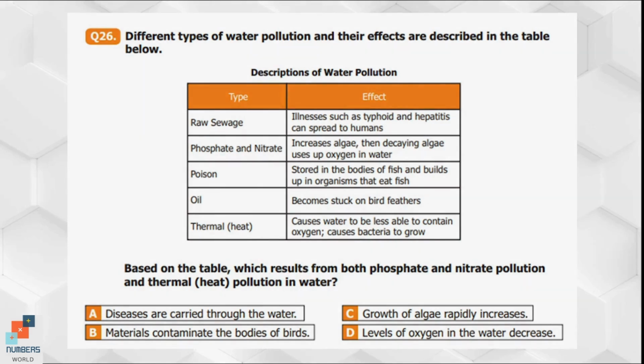So, if we read the effect of phosphate and nitrate, these two things increase the amount of algae, then decaying algae uses up oxygen in water. So, definitely it reduces or decreases the levels of oxygen in water. So, that can be a disease for living beings. So, option D is the correct option.